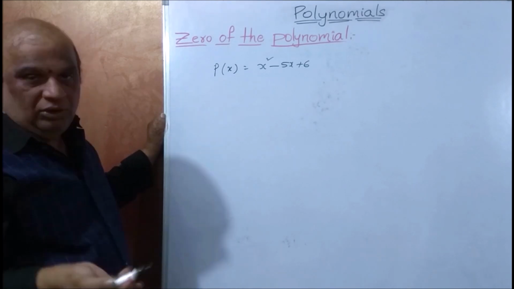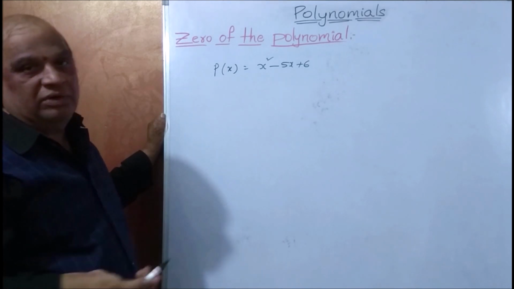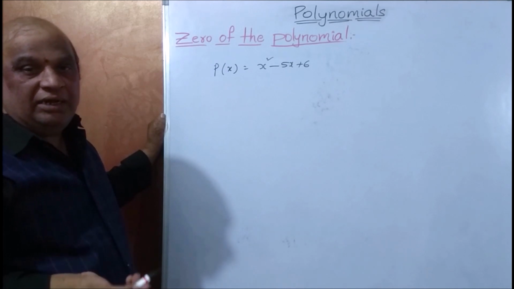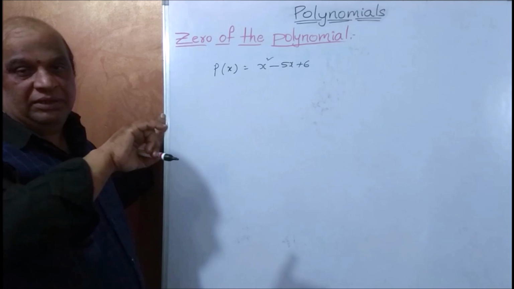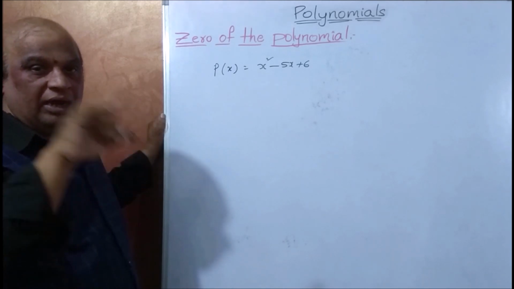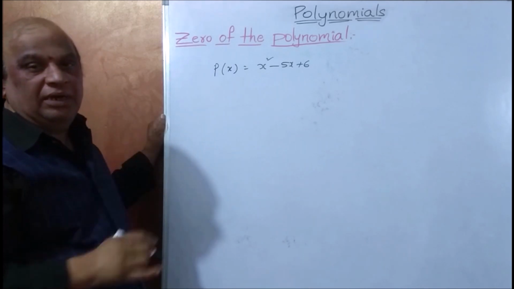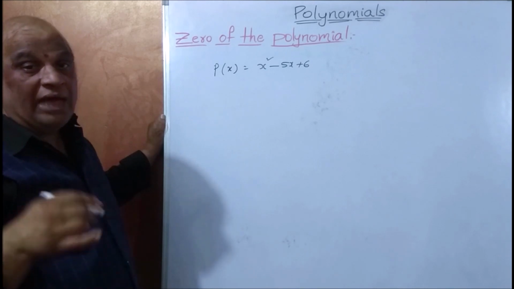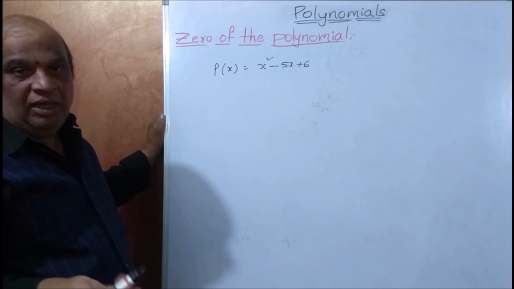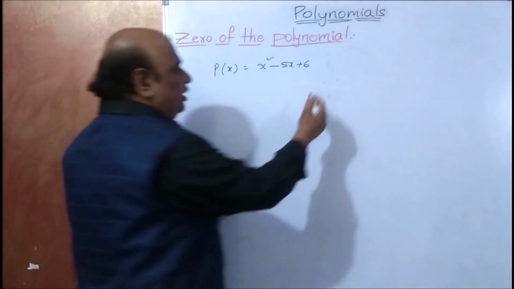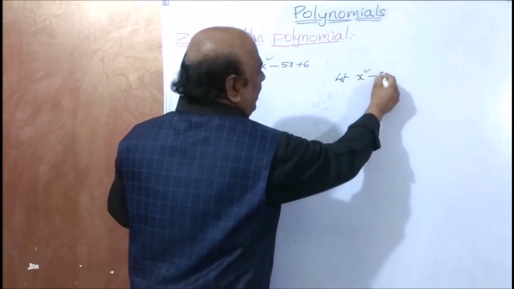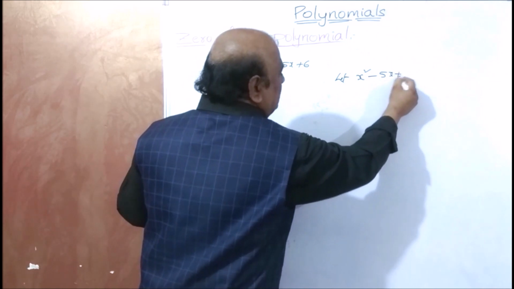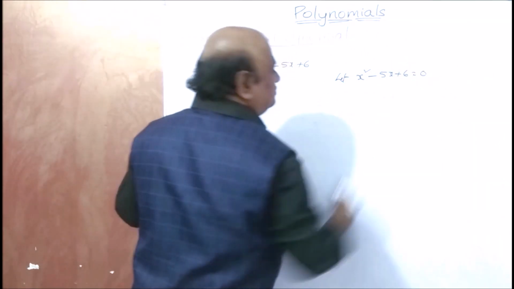We already did this in lower classes, from 8th class onwards. What is that? The factorization method. For a first degree polynomial we apply the transposing method, but here the factorization method. How to find the factors? Here you see, let x square minus 5x plus 6 is equal to 0.